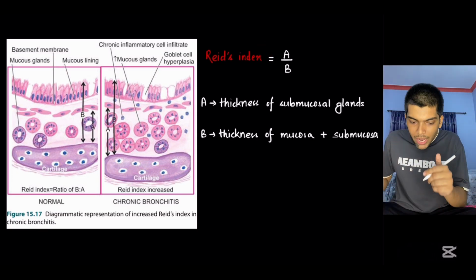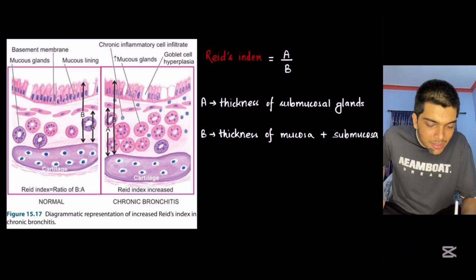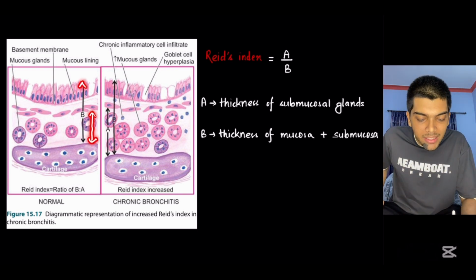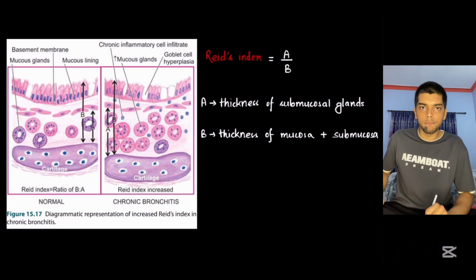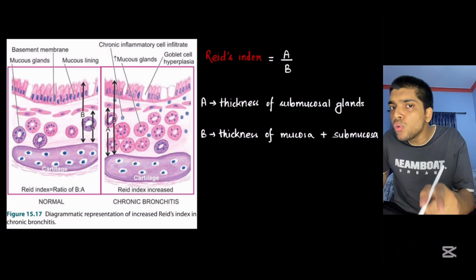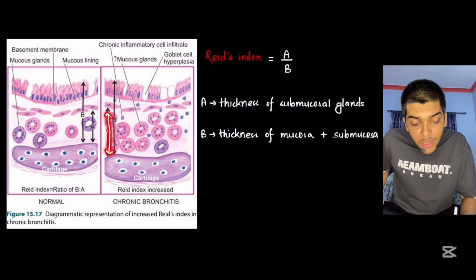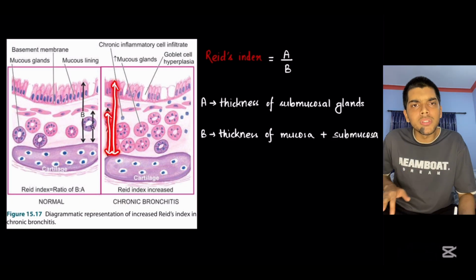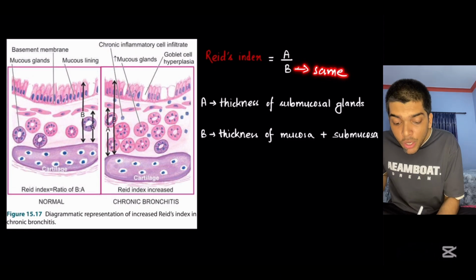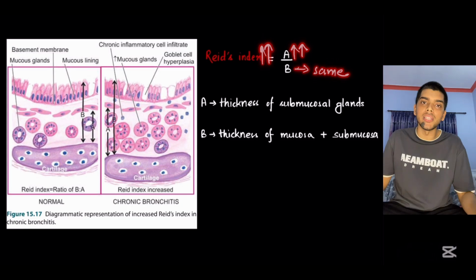All right, one more time. Reid's index is nothing but the ratio of what to what? The thickness of submucosal glands to the complete thickness of mucosa plus submucosa. When there is chronic bronchitis, there is hyperplasia and hypertrophy of submucosal gland. So there is increase in the thickness of submucosal gland, while the overall thickness remains almost the same. That is, the denominator remains the same, but the numerator increases. So overall, the Reid's index increases.